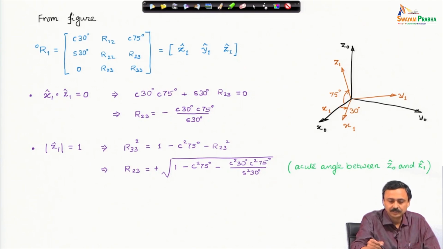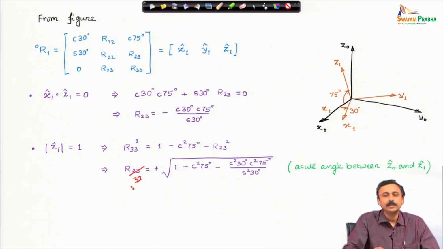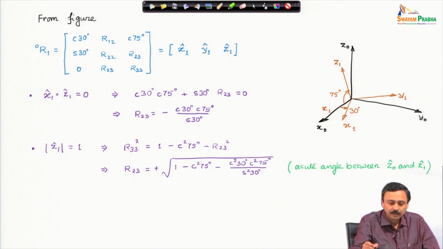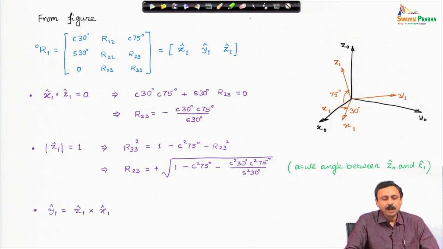We can solve R 33, this is 33. We will take the positive root. Finally, how do I calculate the middle column? So, the first column and third column now are completely defined. How do I calculate the middle column?